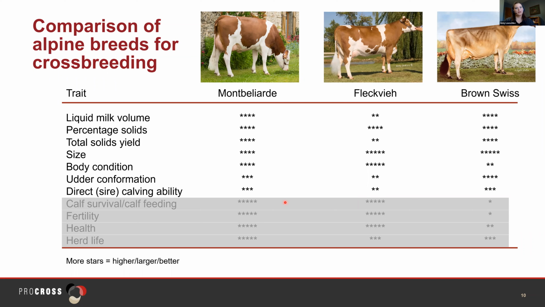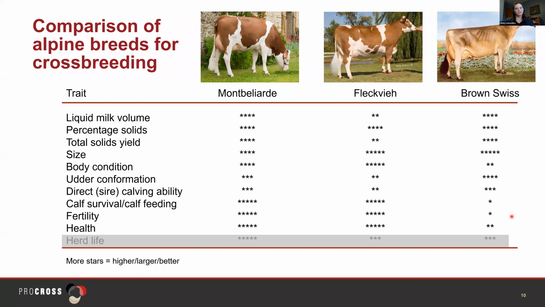Direct calving ability. None of the Alps breeds are really fantastic calving ease breeds like the Jersey and like the red breeds. So we're giving them moderate stars here in Montbelliard and Brown Swiss, and just a hair worse here in Fleckvieh based on our experience. And then here in calf survival and calf feeding, both Montbelliard and Fleckvieh are extremely great there. Brown Swiss not. They're really difficult to pail train and to bottle train and cause a lot of frustration there for dairy producers. On fertility and health, very good scores here for both Montbelliard and Fleckvieh. They both do excellent there.